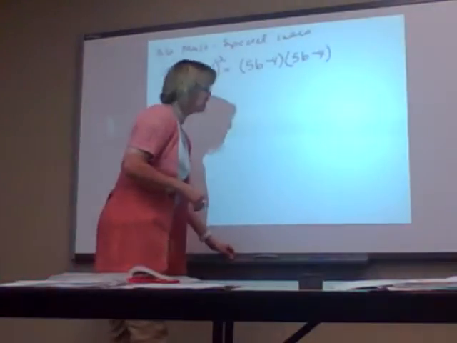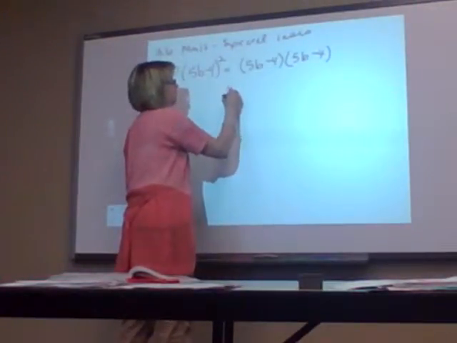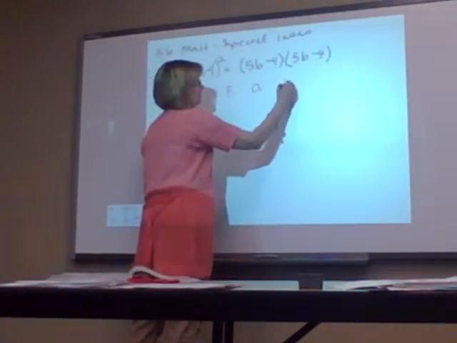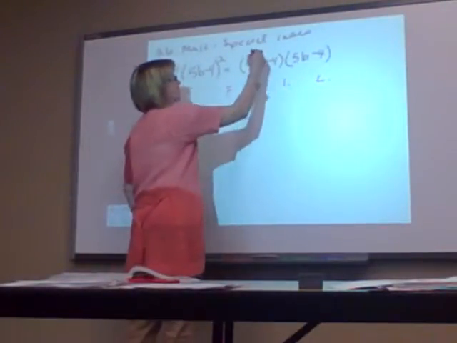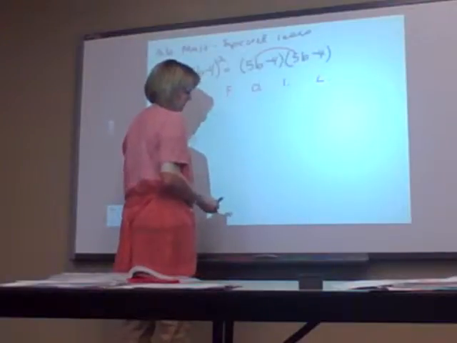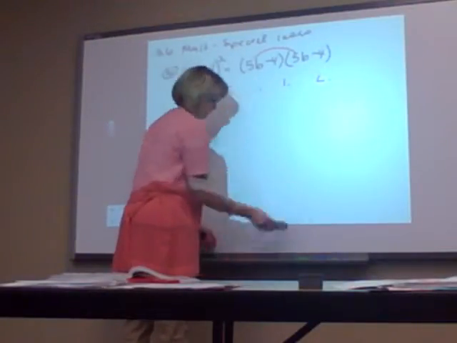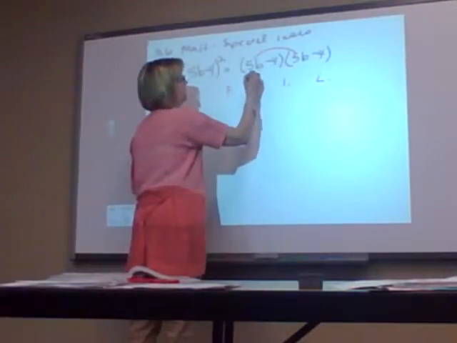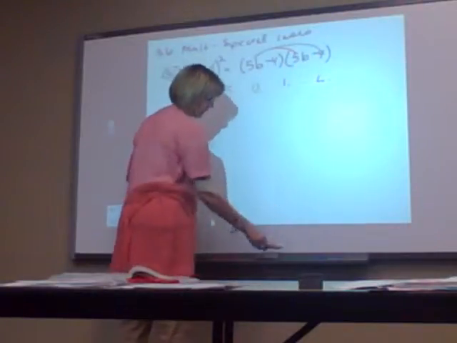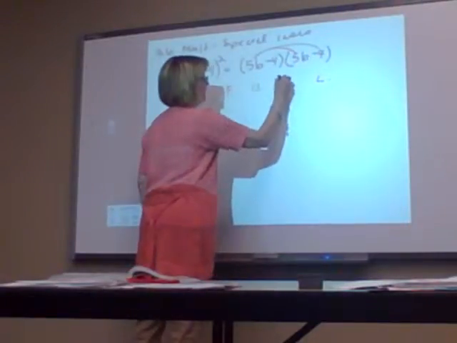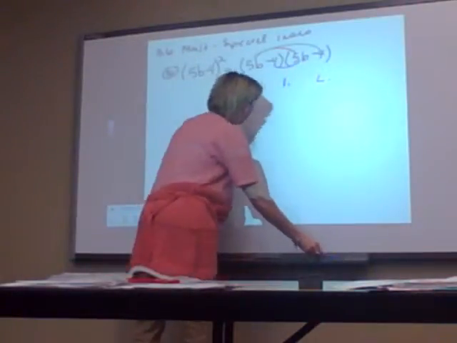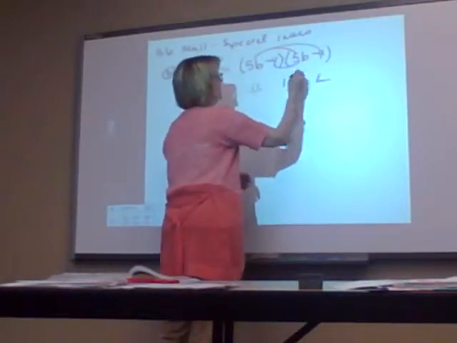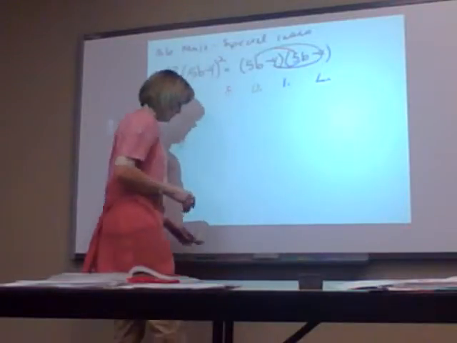The FOIL process asks us to do first, outside, inside, and last. First times first is this guy. Outside pairing is this guy, the green. Inside pairing is this guy, 4 times 5. And the last pairing, I'll make that black, I guess, will be 4 times 4.